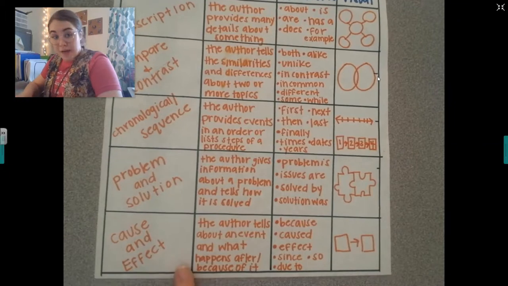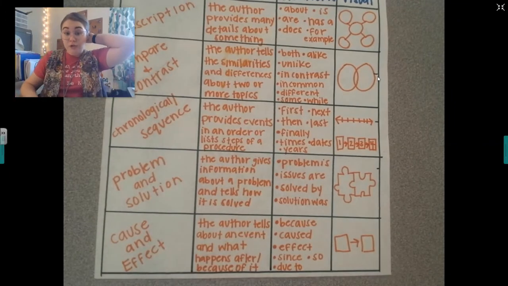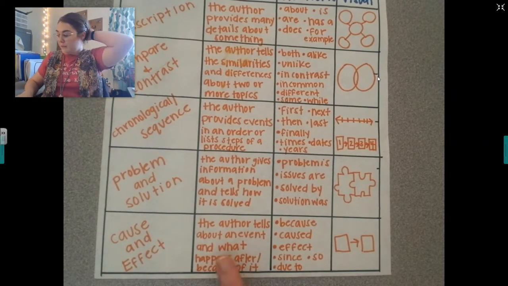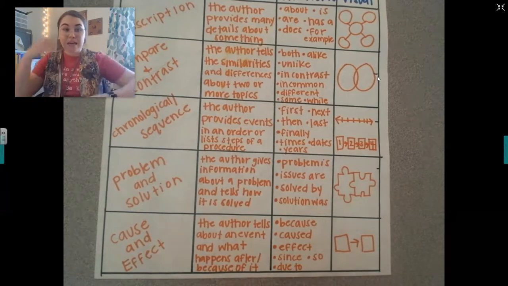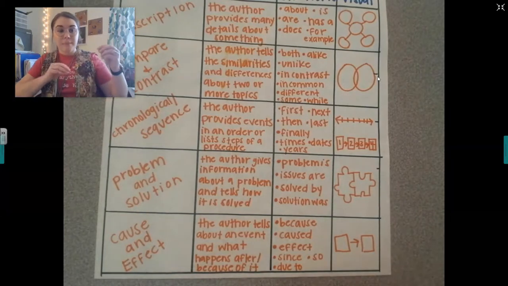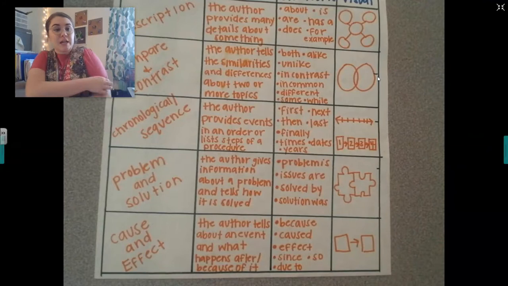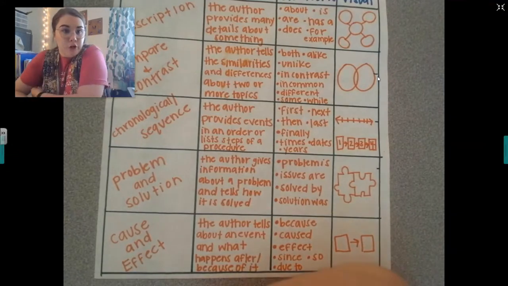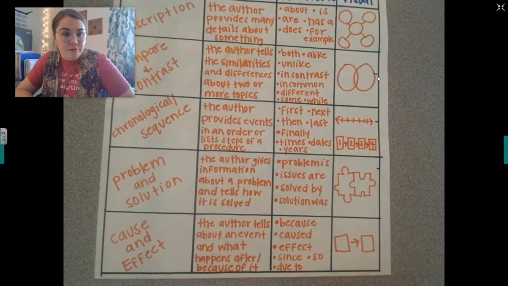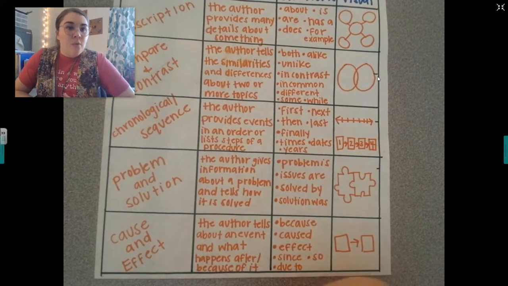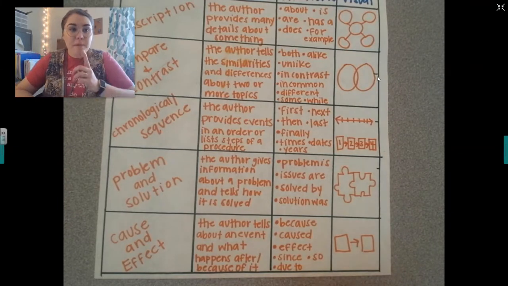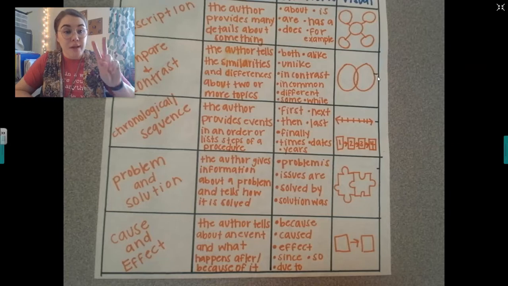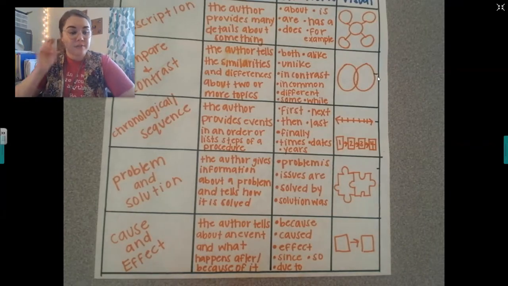But if it was cause and effect and it told you all about pollution, it could be what an event happens and what happens because of it. So pollution is happening. And so because of pollution, our earth is in danger. That could be the event that is happening after it. So problem and solution, you have a problem and they tell you how you should solve it. Cause and effect is there's an event and then they tell you what happens because of that event.